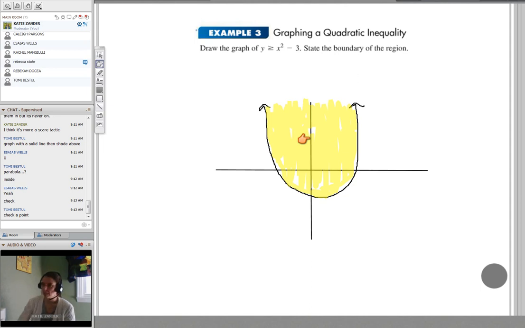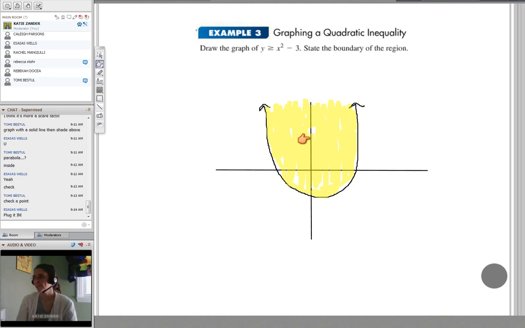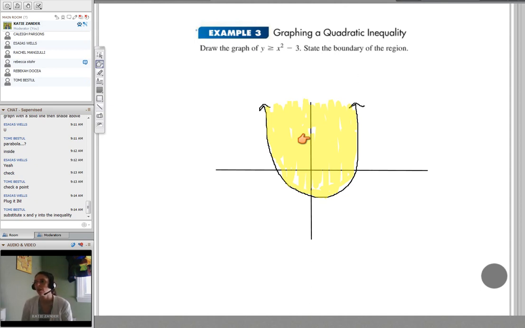What do you mean by check it? Plug it in, right? Yeah, you're going to substitute it in for x and y in your inequality. Perfect. So substituting it into your inequality, is it a true statement? If it's a true statement after you simplify, then the shading needs to be over that point. If it's a false statement after you simplify, then the shading does not belong over that point. So very good. That is a strategy you can use to check your work to make sure that you shaded correctly.